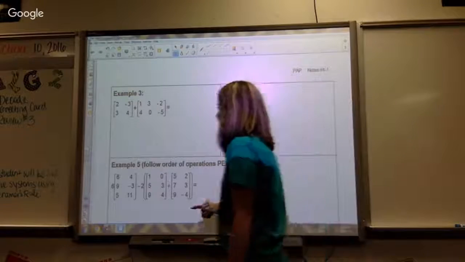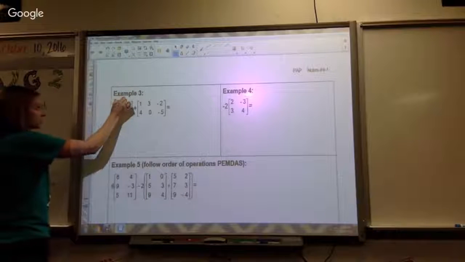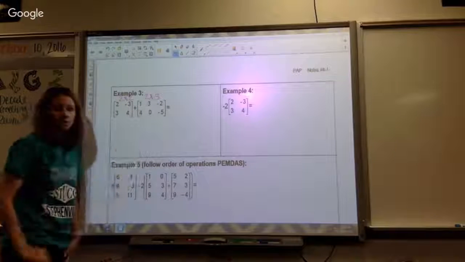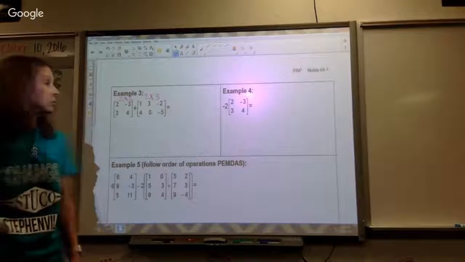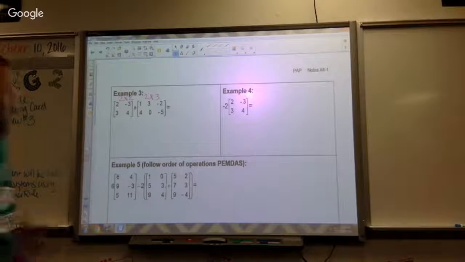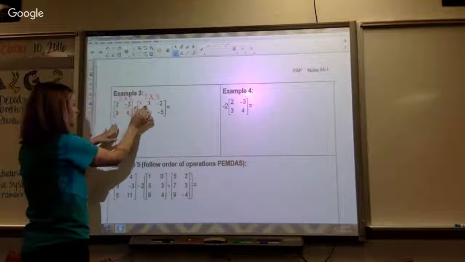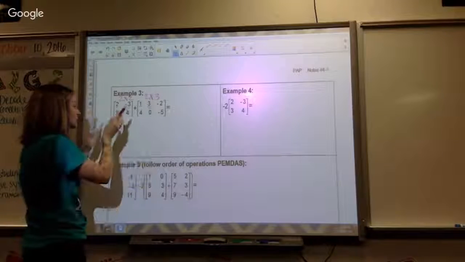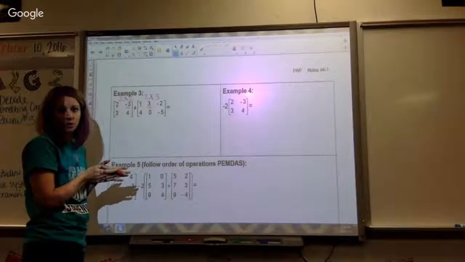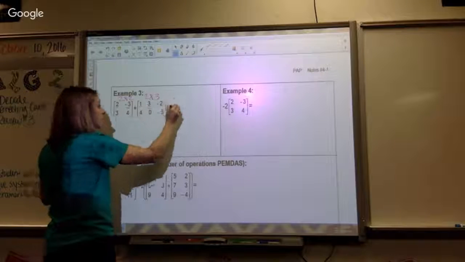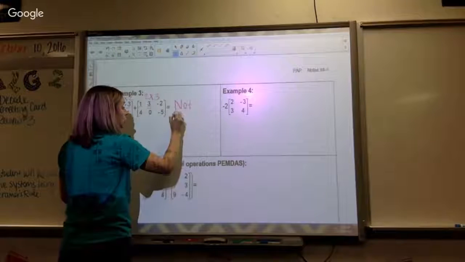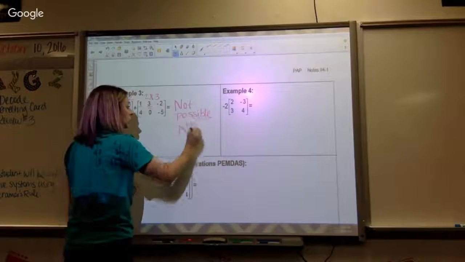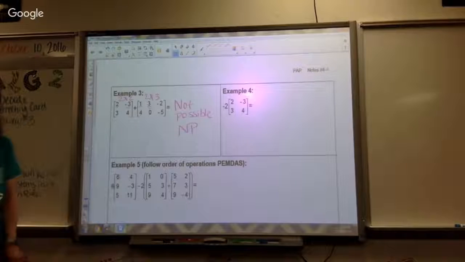Okay, example 3. Notice the order on this first one is a 2 by 2. The order of the second one is a 2 by 3. Notice they are not the same. You will not be able to add them together because if you're looking at your corresponding, there's not that third column that you can add. And you can't just put zeros in that third column of the first matrix in order for it to work. So this is not possible if those orders are not the same. So you can write not possible or abbreviate to NP. Not possible.